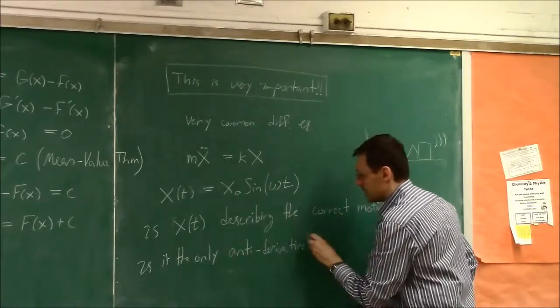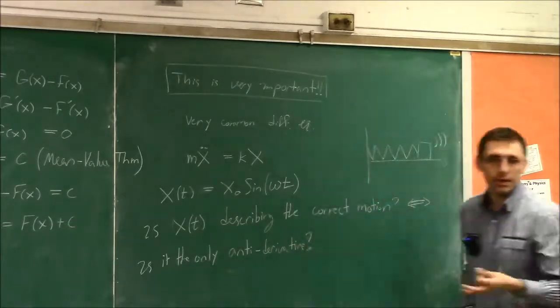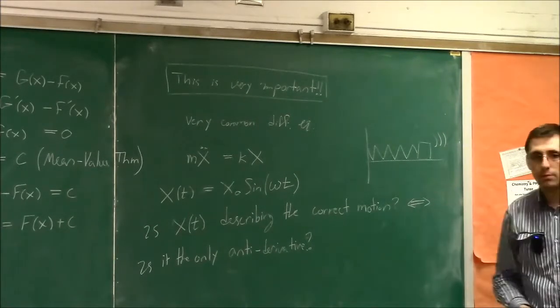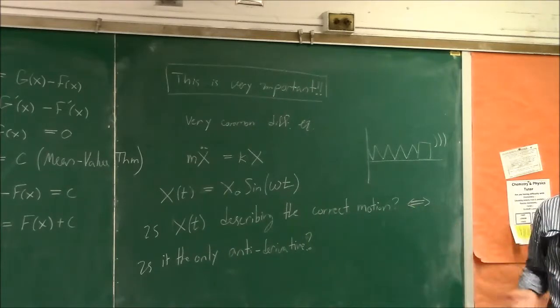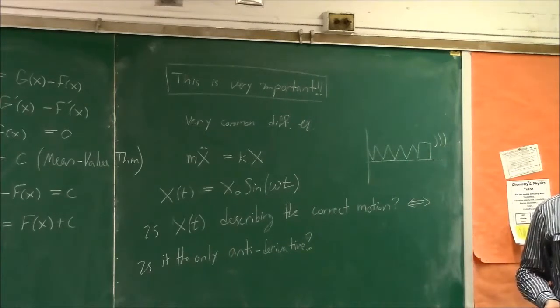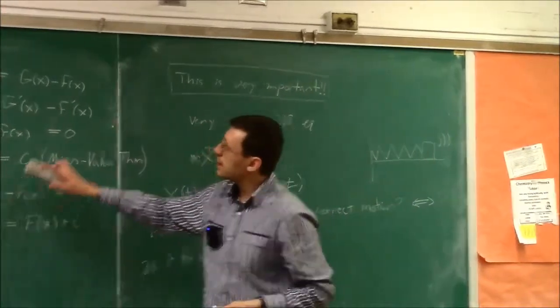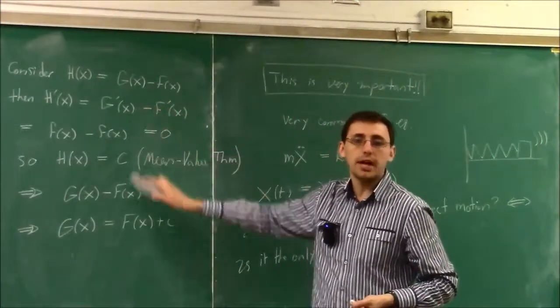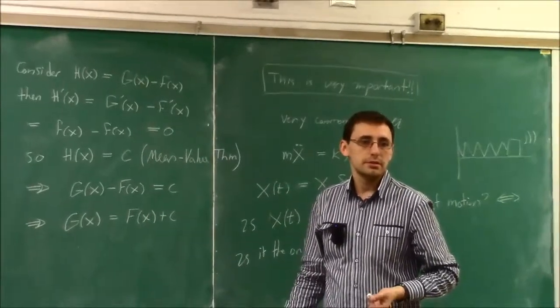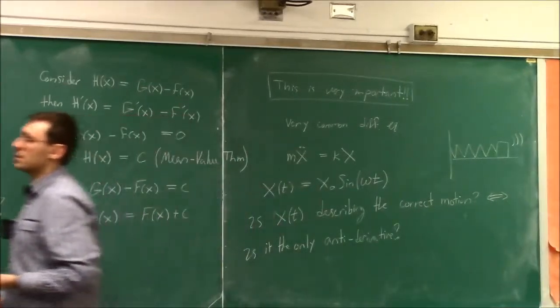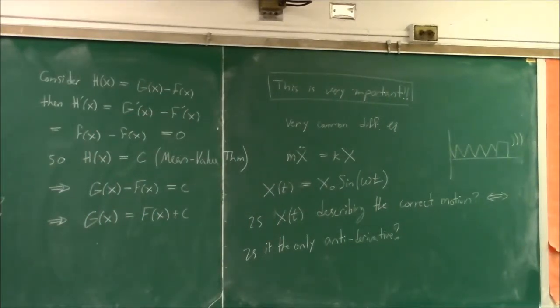So those are questions where you need to worry that you found some solution, but maybe the solution you found is not applicable to the problem at all. It's just some solution, but it's not really solving the problem you started with. So this tells you that if you find one antiderivative, then all the others are extremely similar, just add a constant. So if you haven't found the right antiderivative, you have found something that is very close to it.